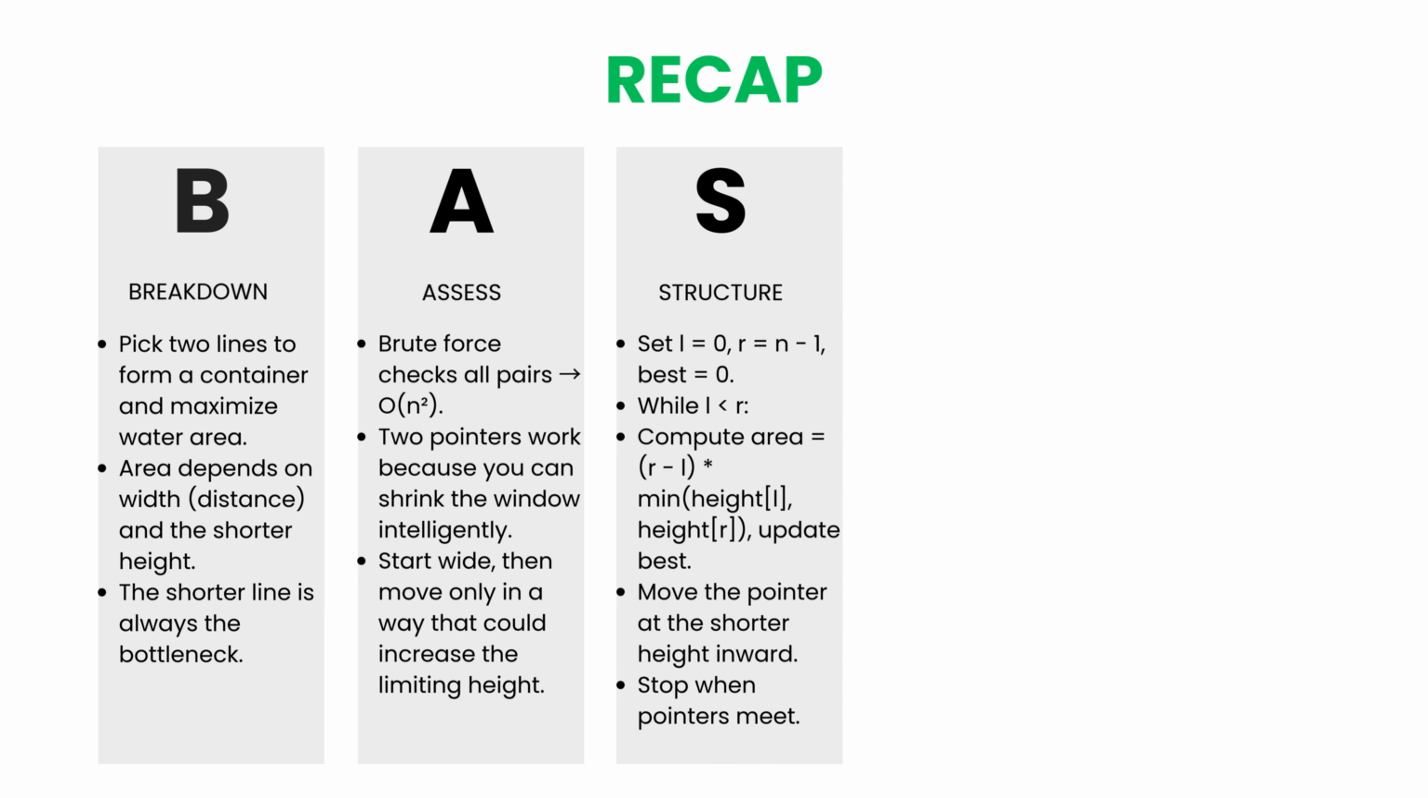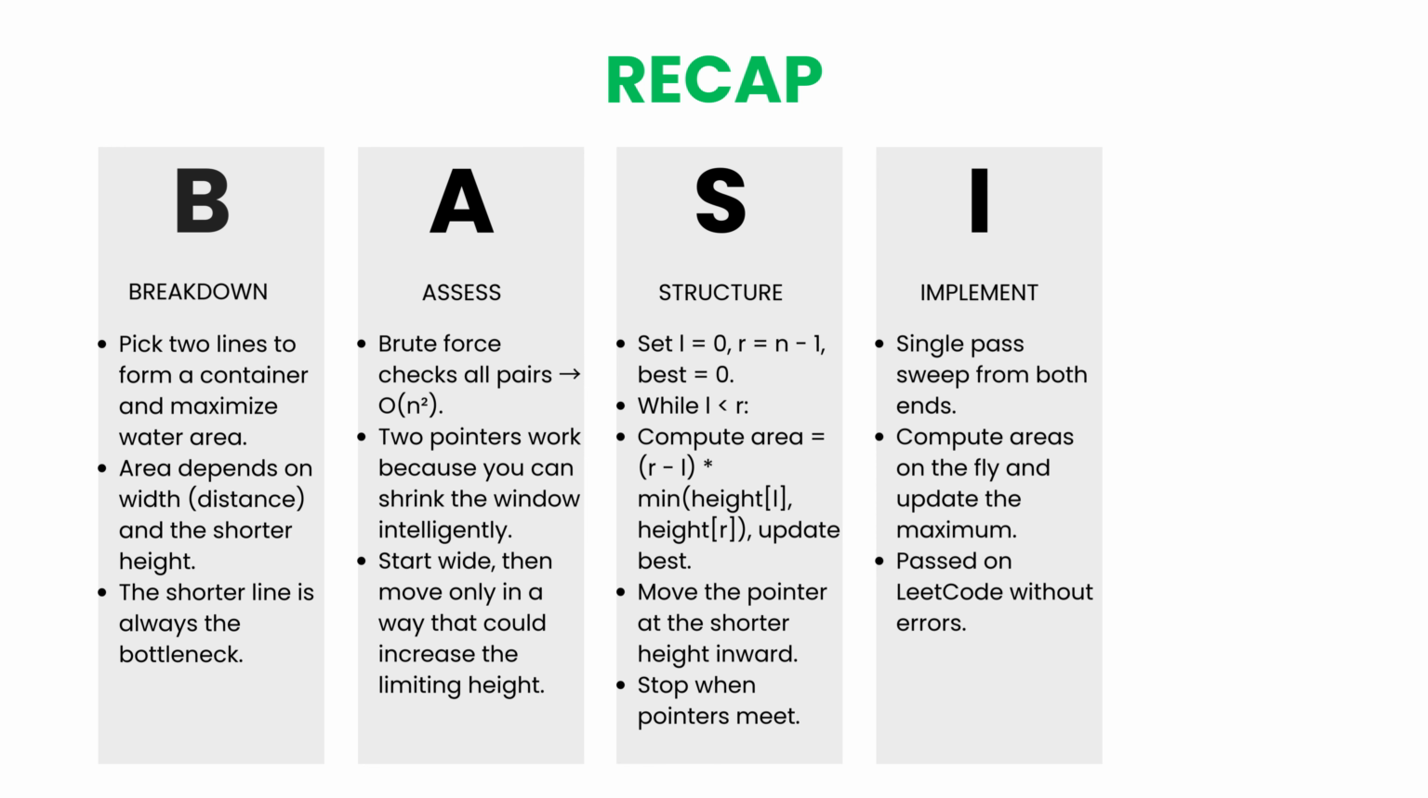We place one pointer at the start and one at the end. At each step, we compute the area and update the best result seen so far. Then we move the pointer at the shorter line inward, because moving the taller side can't improve the limiting height, and it also reduces the width. We keep going until the pointers meet.